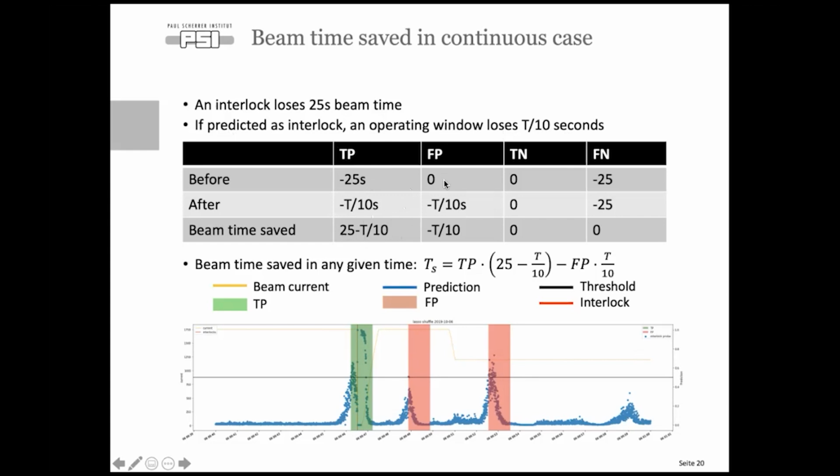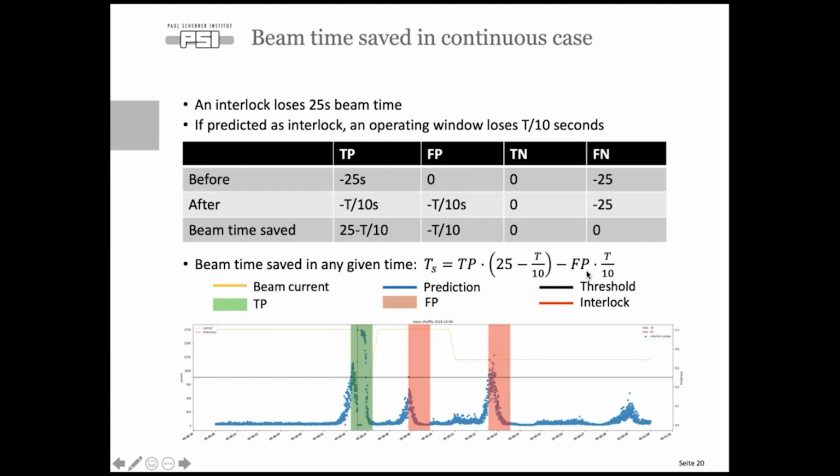And for a false positive, which means that there's actually no interlock, but the model predicts an interlock will happen, before we do this operation we would lose no beam time, so everything is normal. But after we do this operation, we would actually lose t over 10 seconds. And for true negative and false negative, nothing is going to change. So in the end, we would have beam time saved in any given time defined as the number of true positives times 25 minus t over 10, and then minus the number of false positives times t over 10.